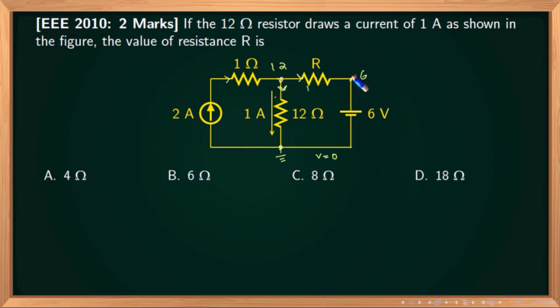Now this potential is 12 and this potential is 6, which means that the potential drop across the resistance will be 12 minus 6, which is 6 volts. So the potential drop across this particular resistance is 6 volts. So I know that R will be voltage divided by current, which means that the value of R must be 6.